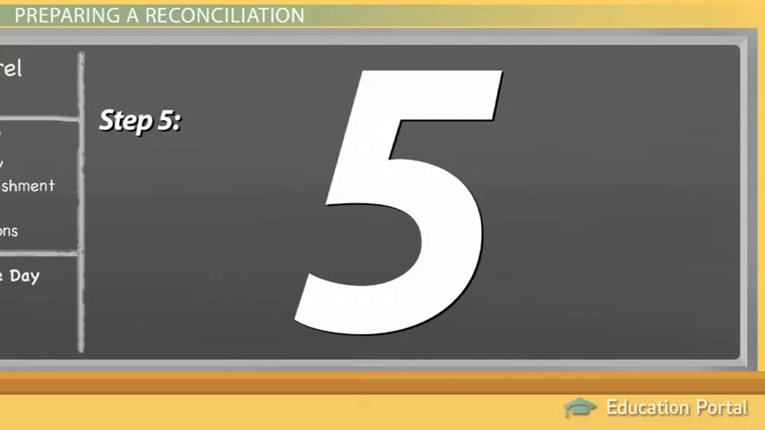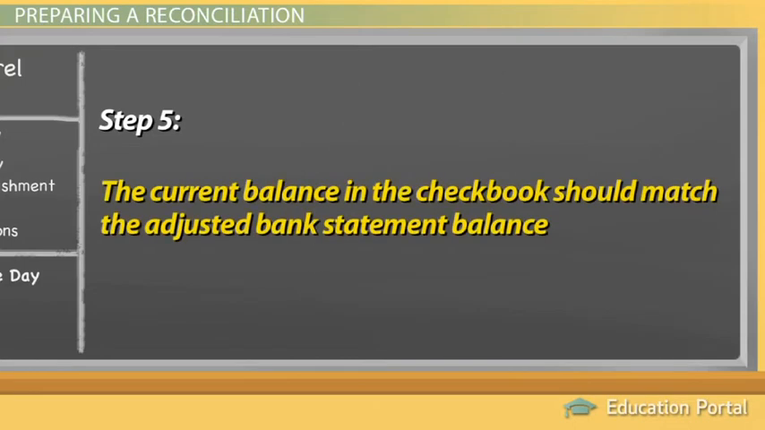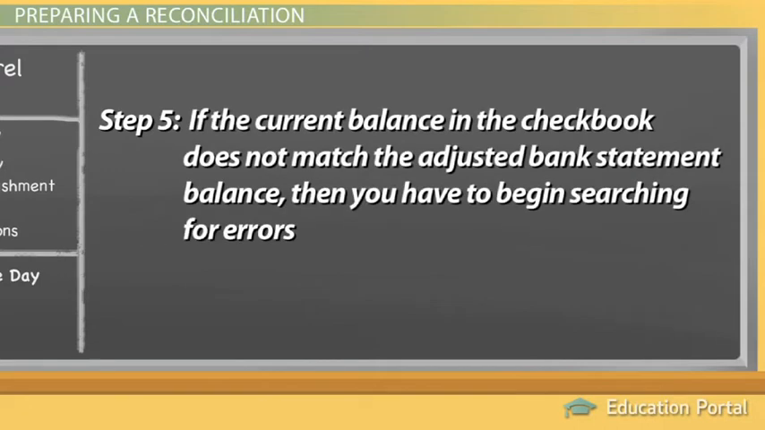Step 5. Notice that I just said in a perfect world the balances would match. It's not always a perfect world. Sometimes the balances don't match. That's when your detective skills come into play. If the current balance in the checkbook does not match the adjusted bank statement balance, then you have to start looking for errors. The most common error that occurs and is discovered in the reconciliation process is called transposition.